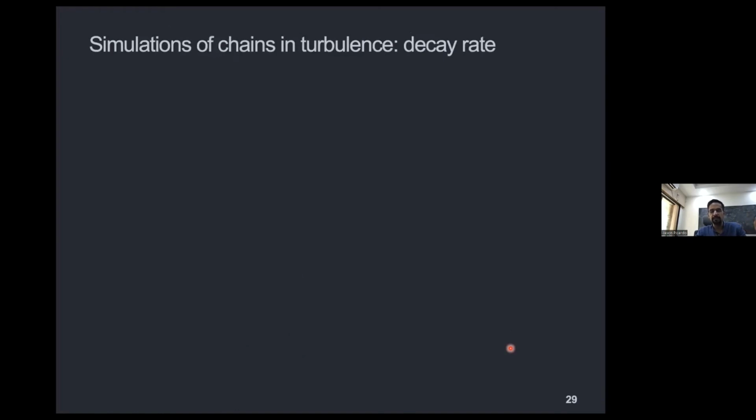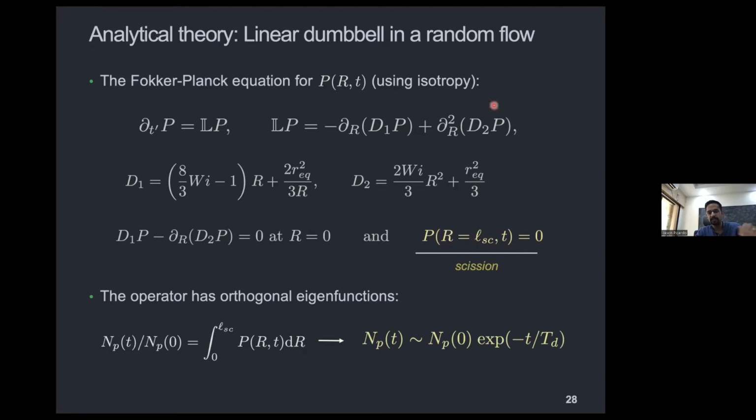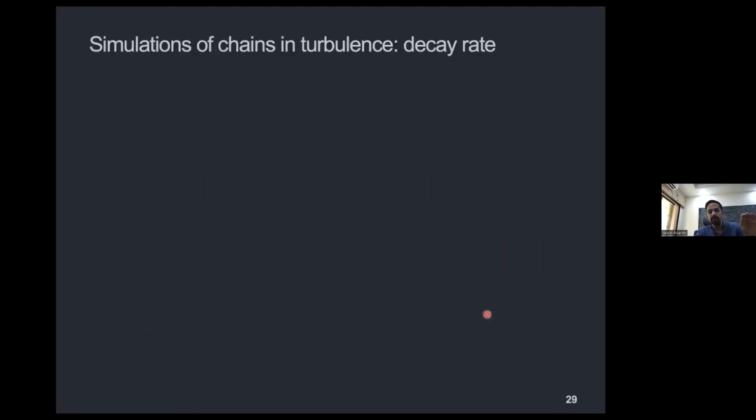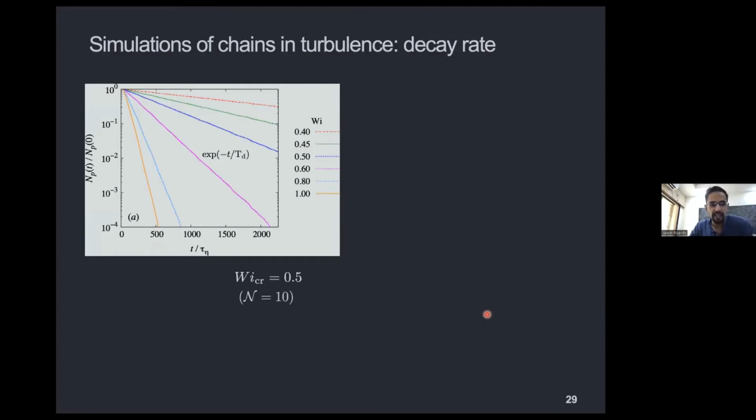Okay, so with that background, there are more things we can do, of course, with this Kraichnan flow and predict other things. But in the interest of time, I'll move on now to actual DNS of turbulence, in which we put 10-bead chains. So I'm going from a dumbbell to chains. I'm going from the Kraichnan flow to turbulence, and I do the simulations with the scission in place. So when scission happens, I remove the polymer from the flow, and I consider it to be lost.